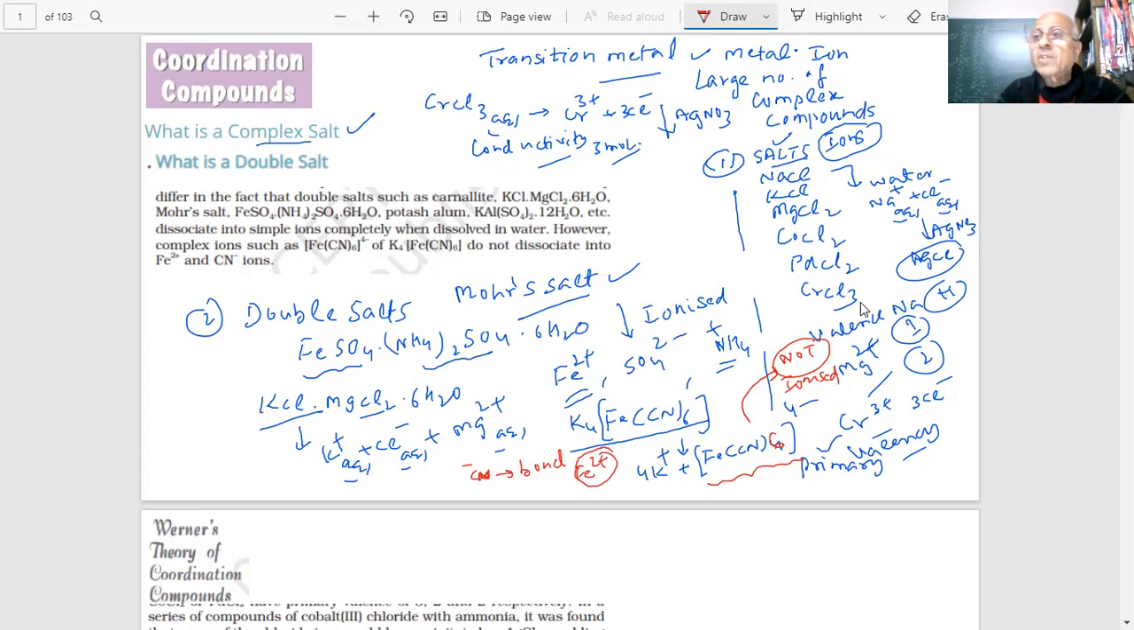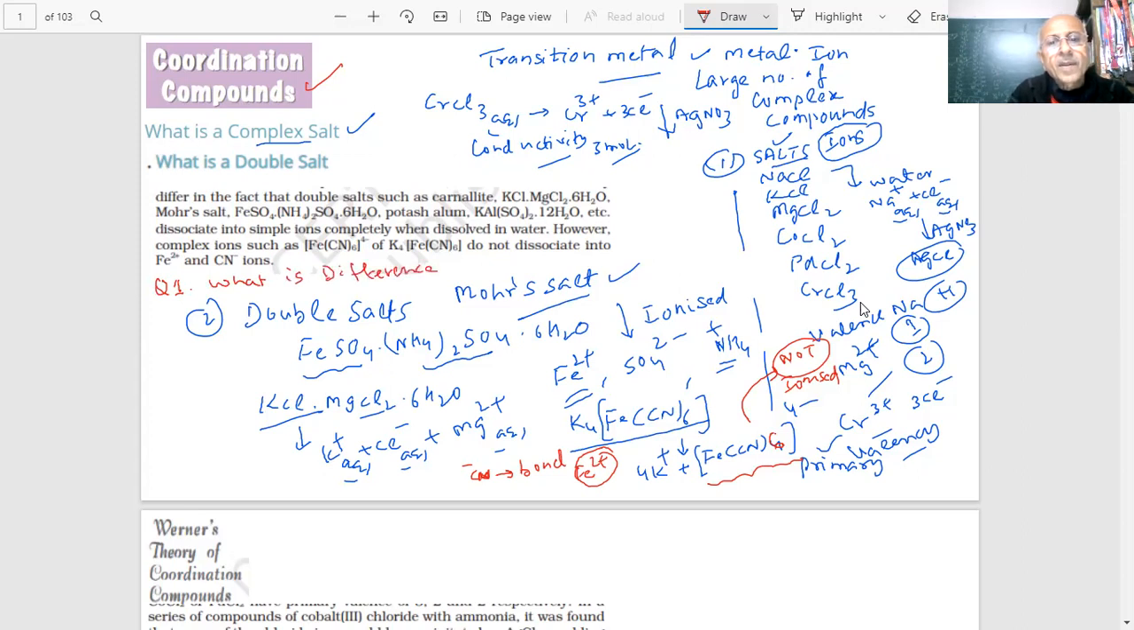Such compounds are called, student, coordination compounds. Now you see what is the difference. They have asked this question in the paper, student. What is the difference between a double salt and a coordination compound? It's a question in the paper, student. Note it down.